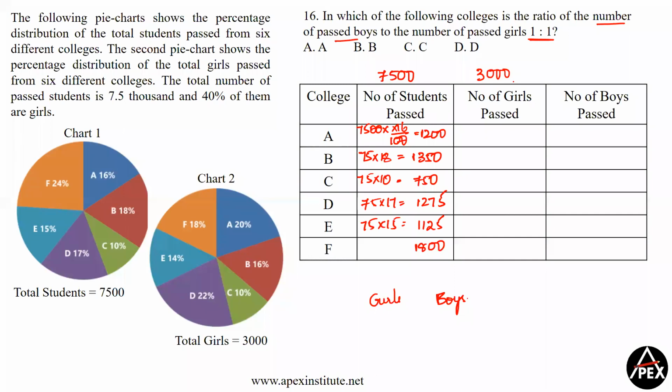Now, can we determine the total number of girls passed from each of these 6 colleges? Yes. So it will be 30 into 20, so 600, isn't it? In college A, it is 600, right?